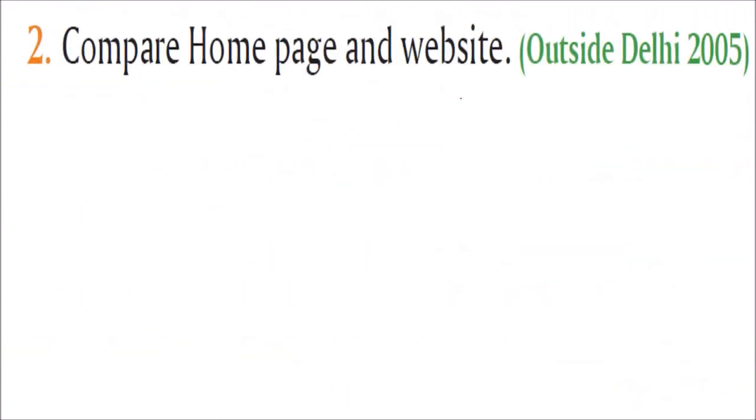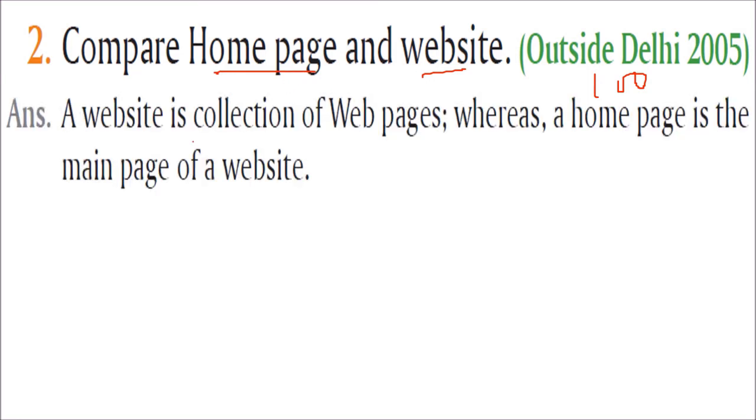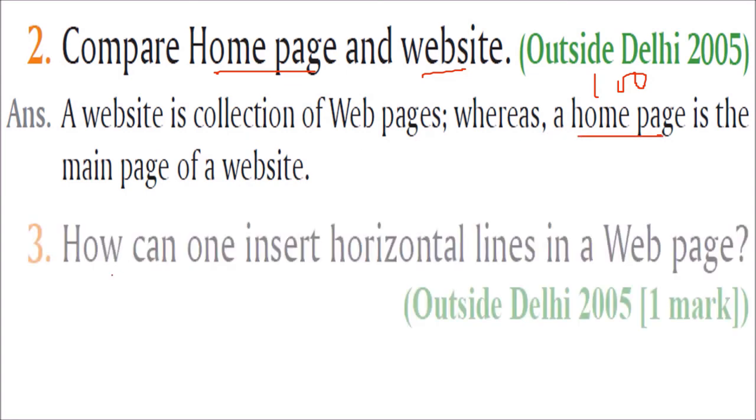Compare home page and website. See, a website is just a folder with various web pages on a web server that is accessed using HTTP through www. Say a website has 100 pages. Which page is going to come in front of you when you ask for this website? It has to be some page. That page is home page. Basic page, index.html, or the page which is the basic page, home page. So a website is a collection of web pages, while a home page is the main page of a website.